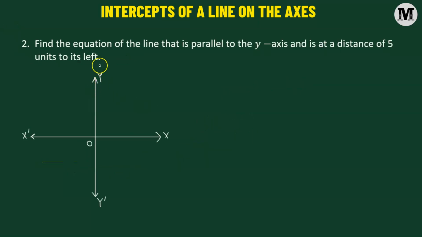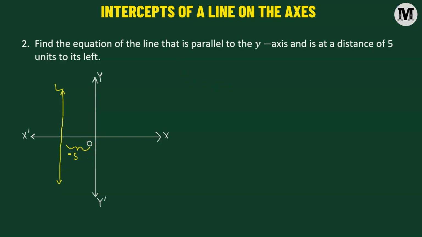Problem number 2. We need to find out the equation of a line which is parallel to the y-axis and is at a distance of 5 units to the left of the y-axis. So clearly we have a line which is 5 units to the left of the y-axis. This is going to be a particular line. Because the line L lies 5 units to the left of the y-axis, it's only going to have an x-intercept with a value of -5.